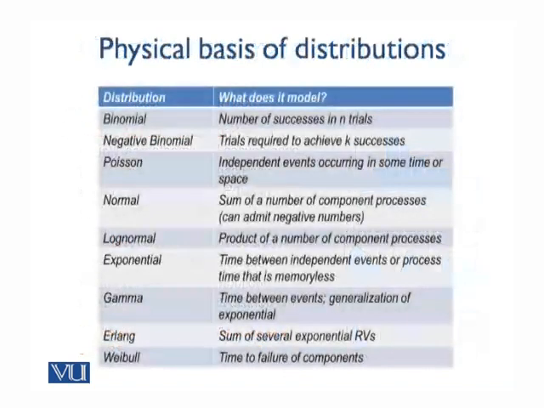So there are various guidelines that you can use in this regard. You have a table shown on the slide now. You can see various distributions. For example, we know that a binomial distribution results from the number of successes in n trials. If we want to model the number of successes in n trials, we must use a binomial distribution. Similarly, we have reasons written out for all the other distributions. A Poisson distribution models independent events occurring in some time or space. Exponential distribution models the time between two independent events. It also refers to process times that are memoryless.